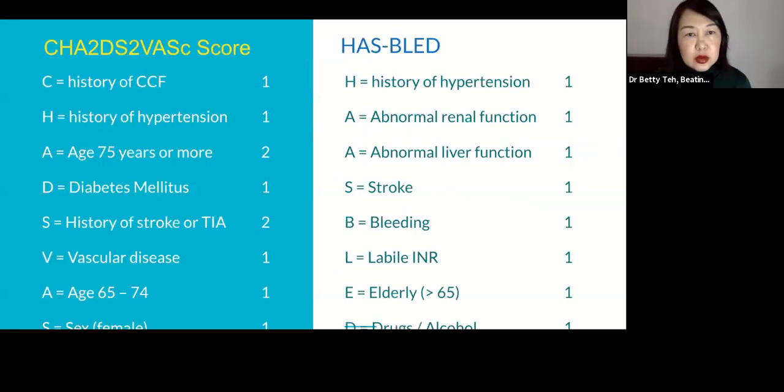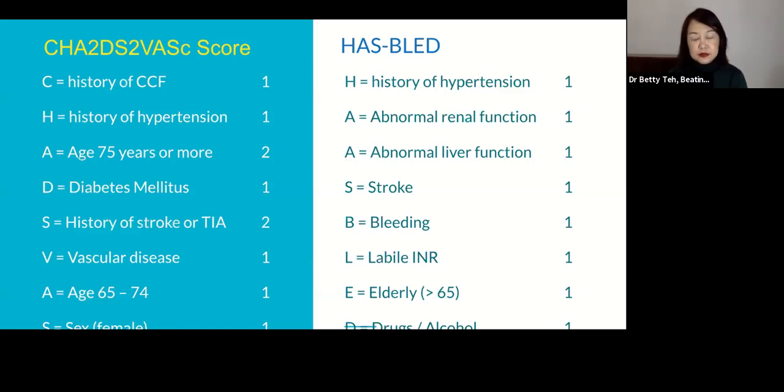Anything to add, Betty? No, I am not familiar with the scores at all. I'm sorry to say that, but I usually would anticoagulate patients the moment I see them, at least an antiplatelet.